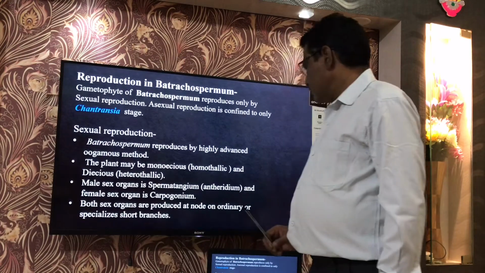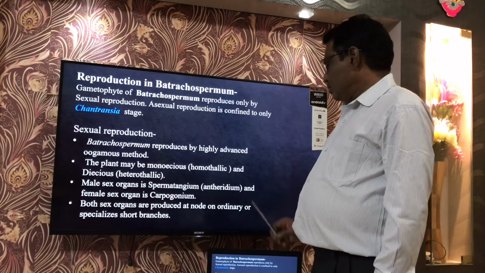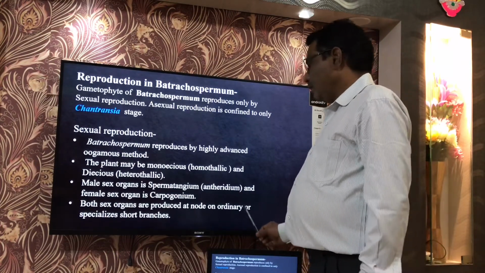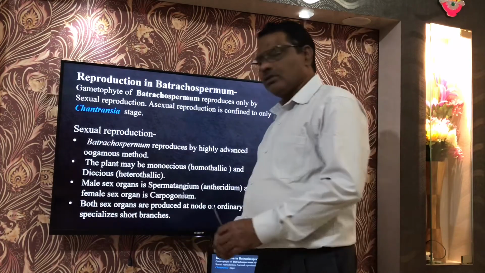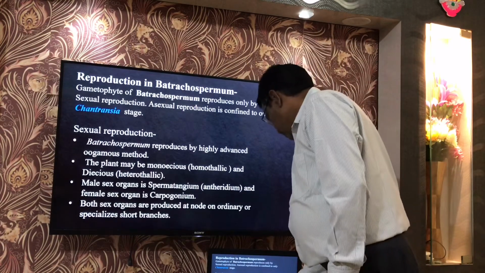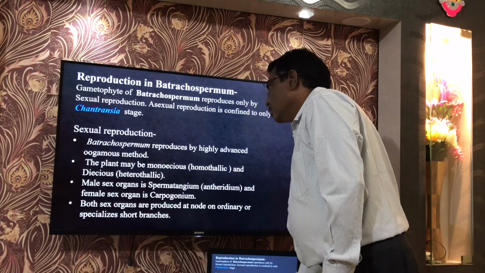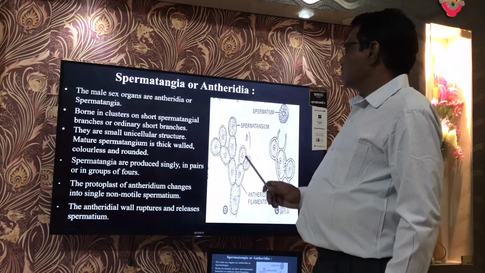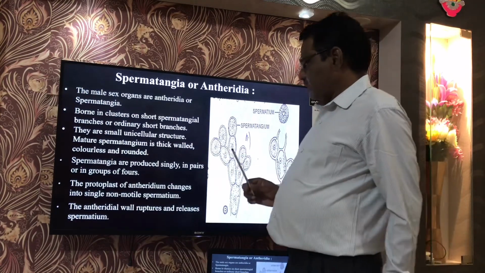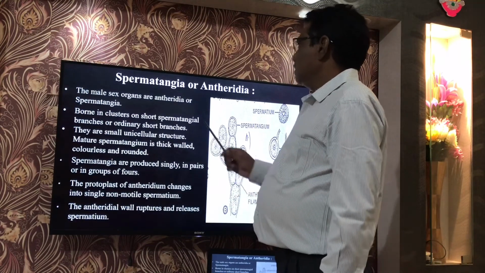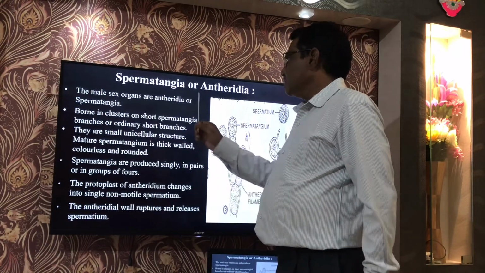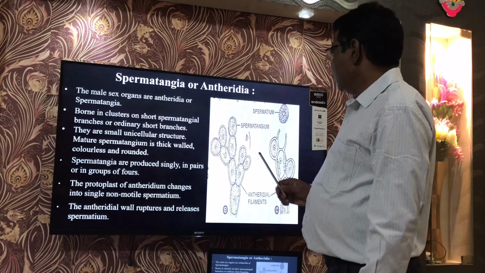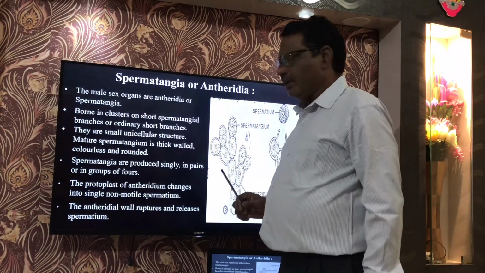Both the sex organs are produced at nodes, either on ordinary or specialized short branches that are always produced at the node of the main axis. So we have to study the structure of both male as well as female sex organs. First, the male sex organ, that is spermatangia, plural, singular spermatangium, which is also called antheridia or antheridium.